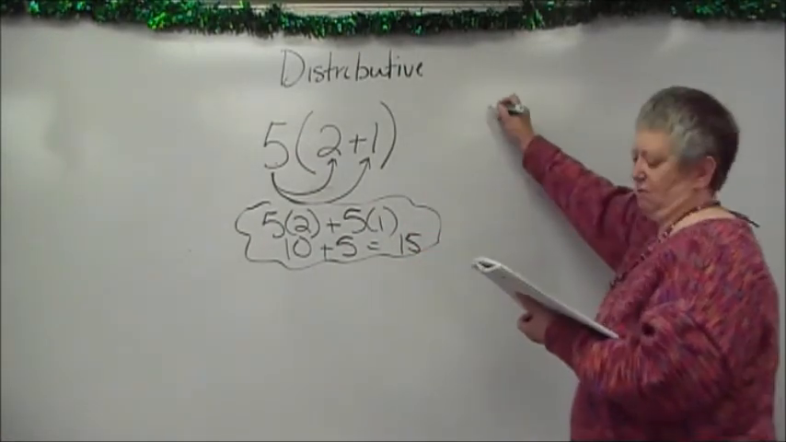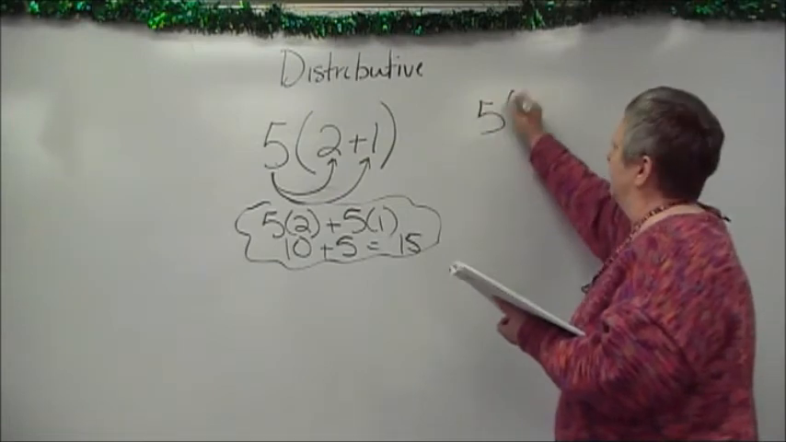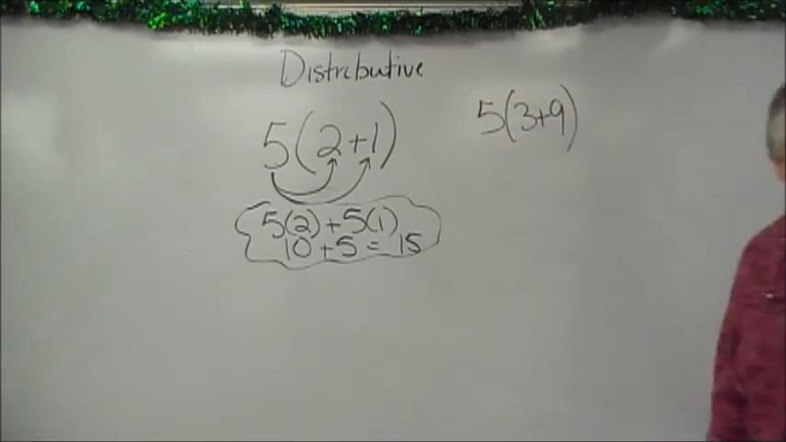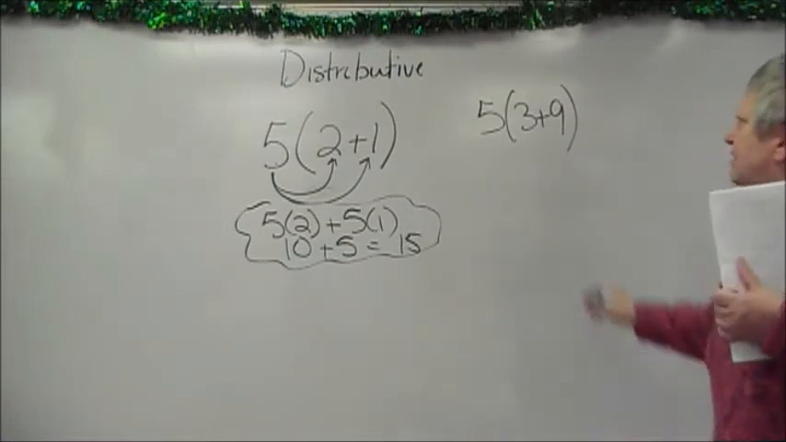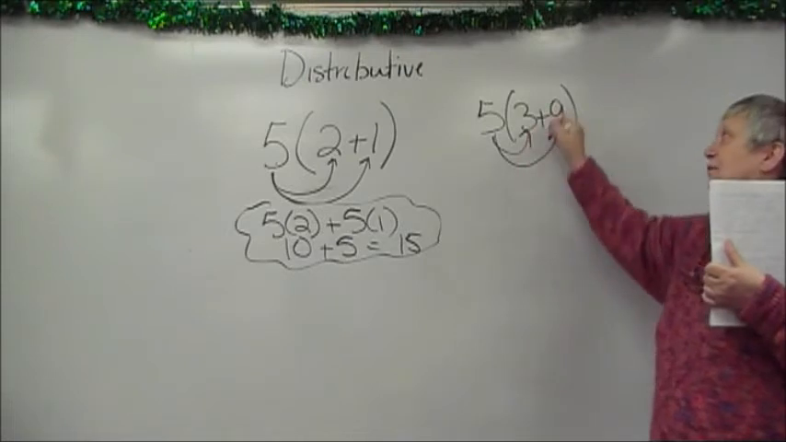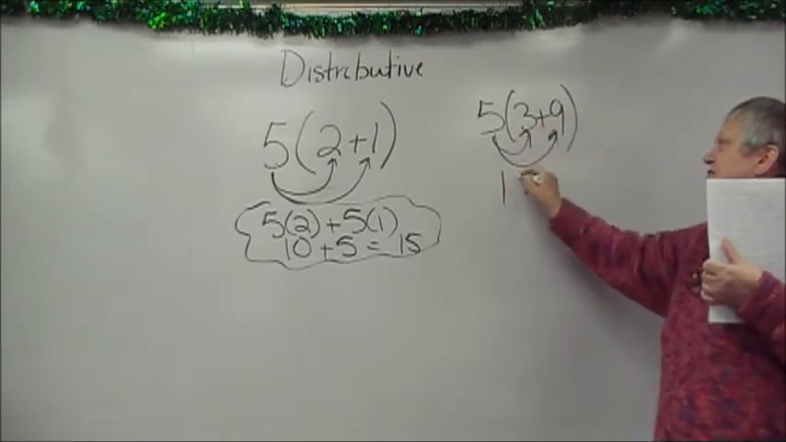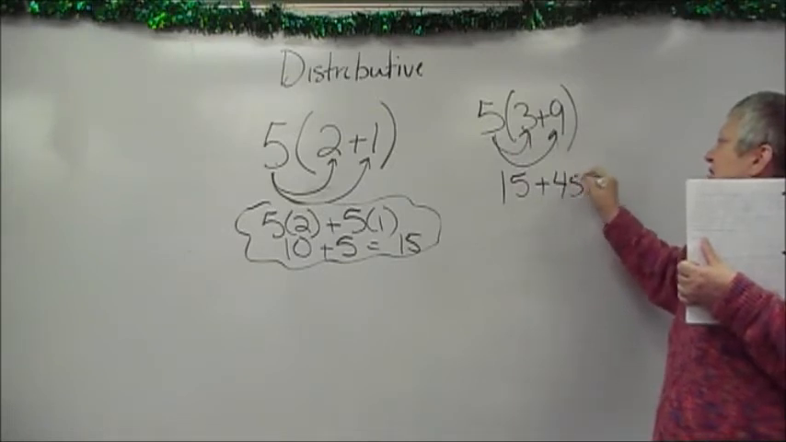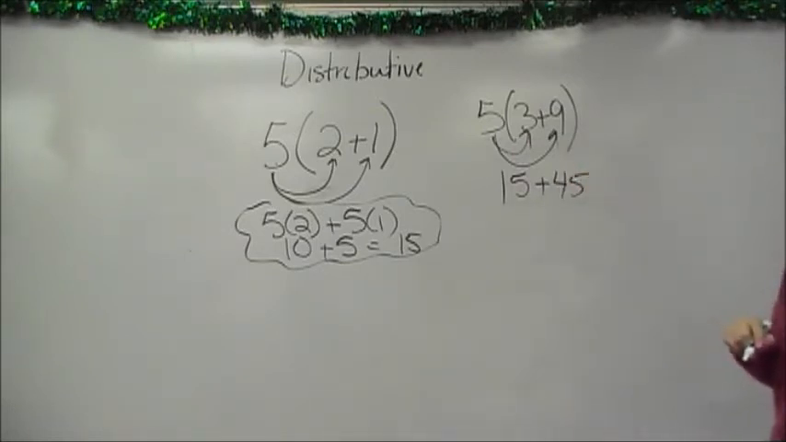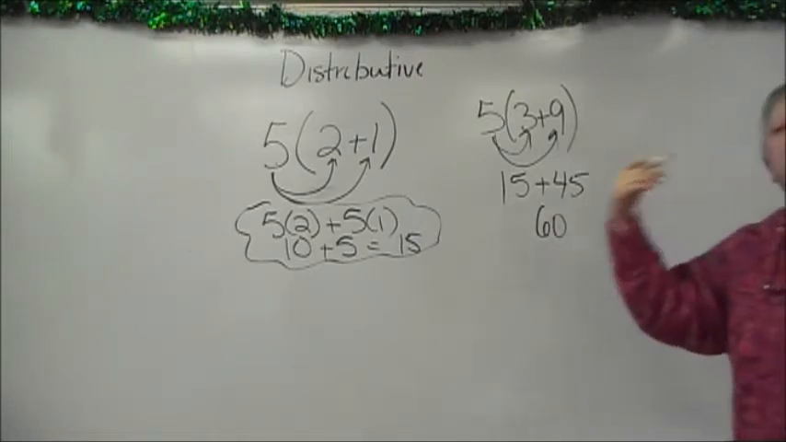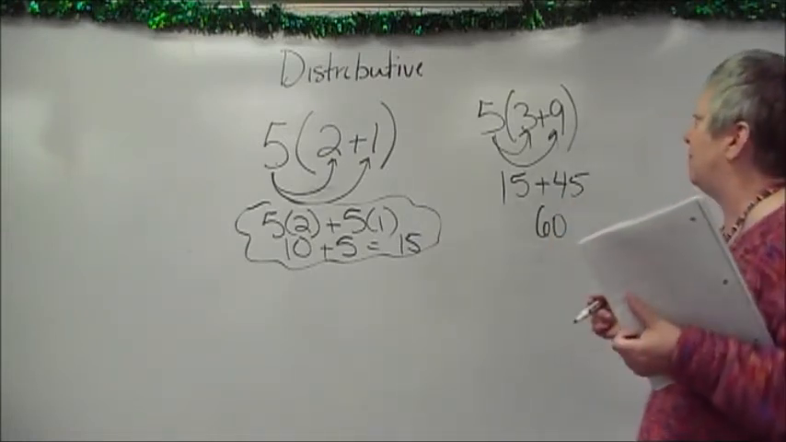So practice with this one. What if I had 5 times 3 plus 9? Do that with the different steps. Take 5 times 3 and 5 times 9. What I'm looking for is 5 times 3 is 15, plus 5 times 9 is 45. Add them together and you get 60. So we're going through the different steps. You're doing one step at a time.